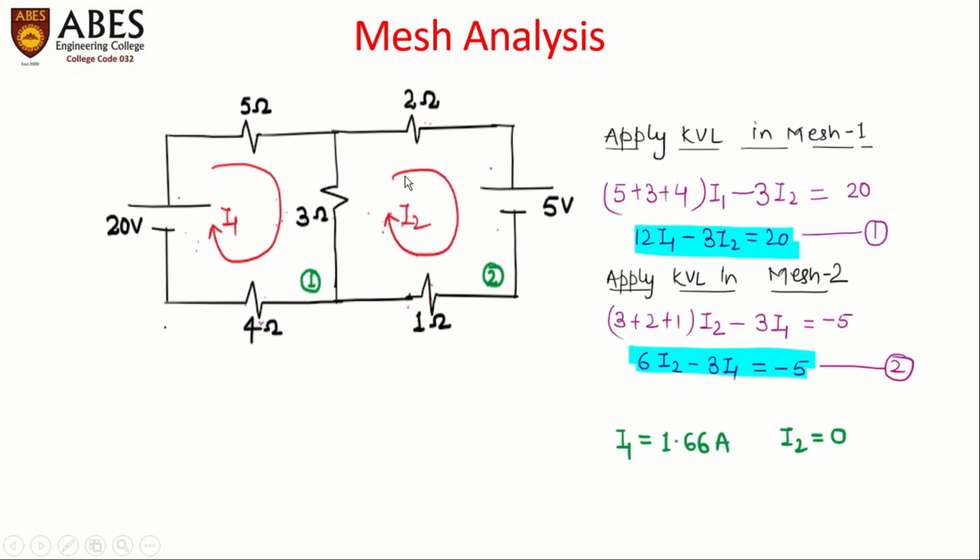Similarly, we will apply KVL in mesh 2. In mesh 2, again we will do the sum of all the resistances that are associated with the mesh 2. The resistances of mesh 2 are 2 ohm, 3 ohm and 1 ohm. I have taken the sum here, 3 plus 2 plus 1. The sum of these resistances is 6 and the current in mesh 2 is I2. Now I have written here 6I2.